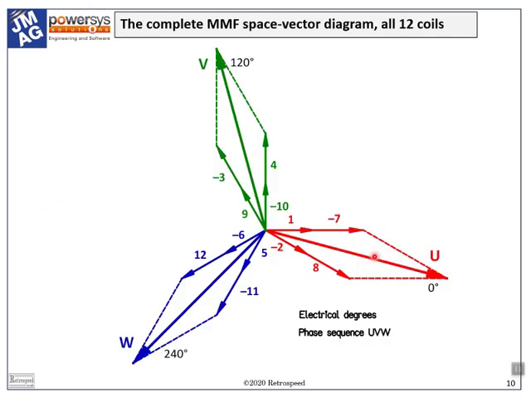We can now put the MMF space vector diagram together with all 12 coils accounted for. We can also go one step further, which is to connect all the coils of phase U in series, and likewise with phase V and phase W. When we do this with the same current in all 4 coils in any phase, the vector diagram gives us the resultant MMF of all 4 coils acting together.